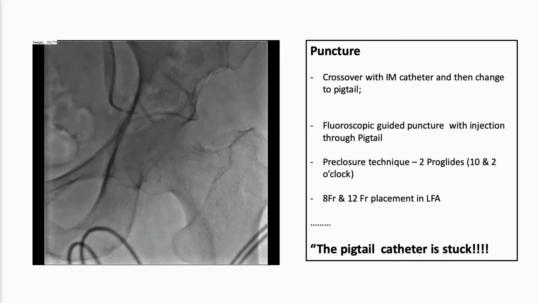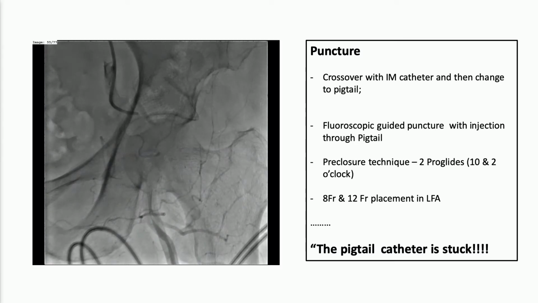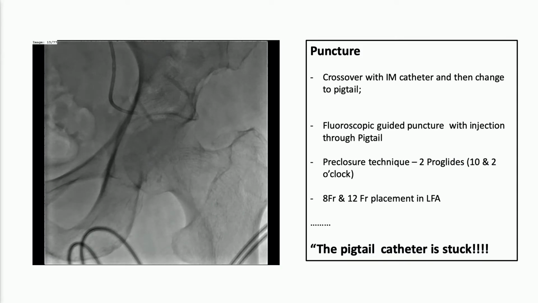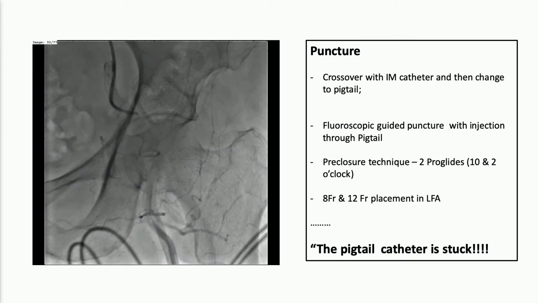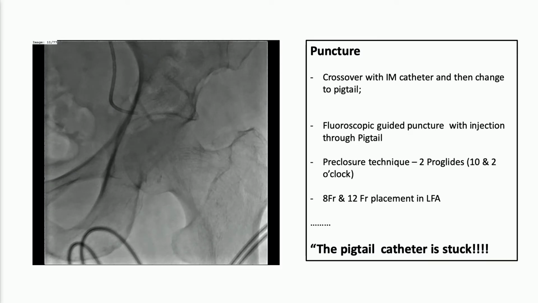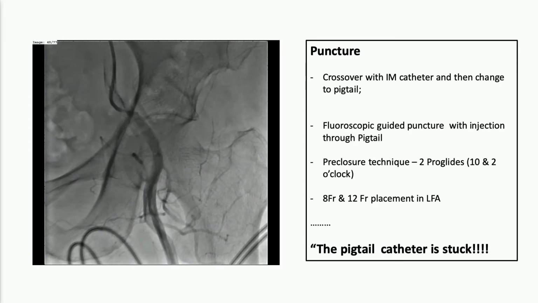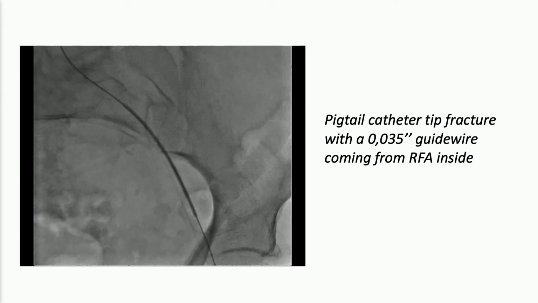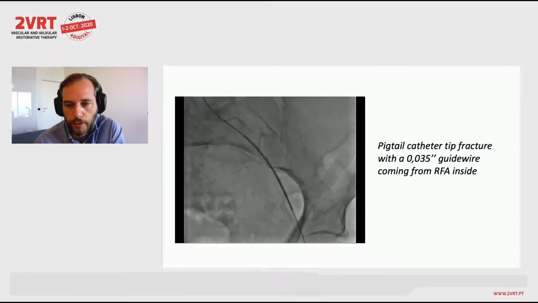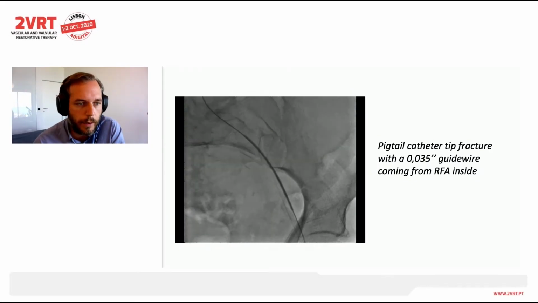We probably thought of tortuosity. We put the guide wire inside the pigtail to give it more strength, and the operator pulled it a little bit more, and the pigtail came out. So the pigtail came out, everything fine, but the next angiography was this. So we had fractured the tip of the pigtail catheter, and it had a 0.035 inch guide wire coming from the right femoral artery inside.